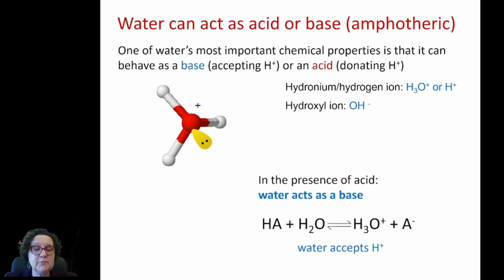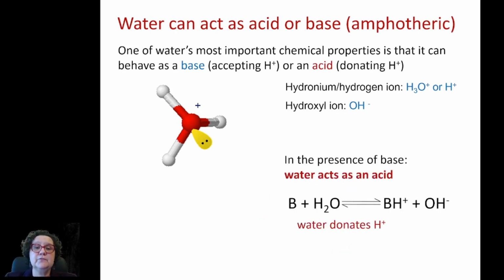So when it's in the presence of an acid, water will behave as a base. We have the example, let's say hydrochloric acid: any acid that will donate hydrogen ions to the water will generate the hydronium or hydrogen ion. Water in that case reacts as a base, accepting hydrogen ions.